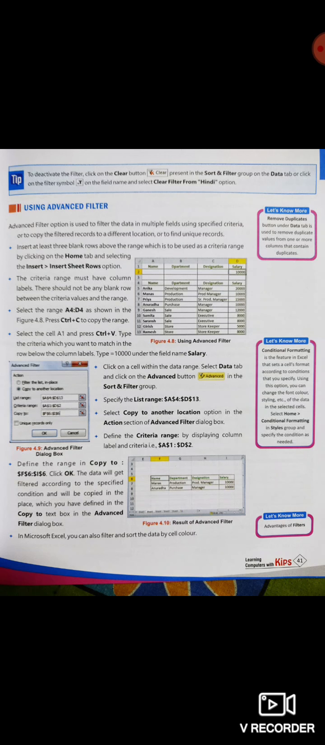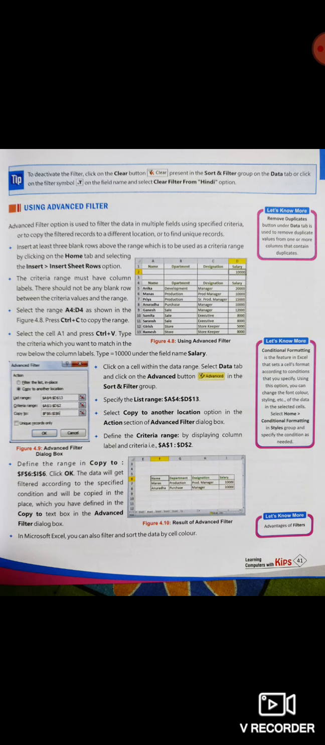Okay, so this is a table which shows the name, the department, designation and the salary of employees. So you have to type equals to 10,000 under the field name salary, as you can see in figure 4.8.